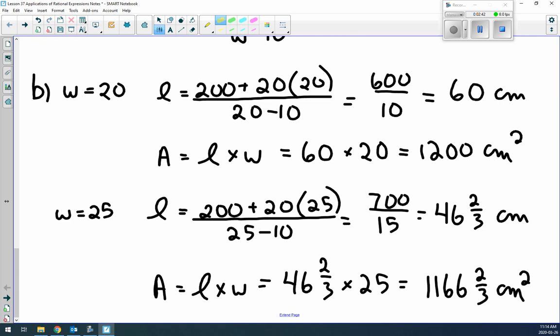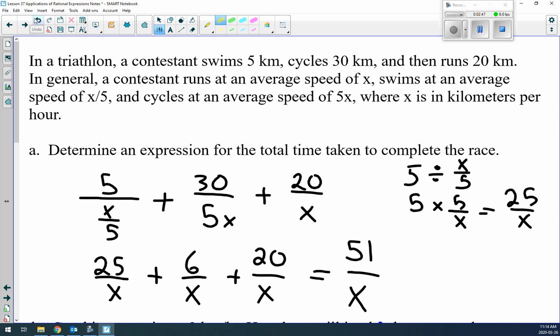Okay, flip the page, and let's do these rate problems. These are often confusing for students. I'll try to explain this as best I can. So what we have is a triathlon, which consists of 3 parts, right? There's swimming 5 kilometers, cycling 30 kilometers, and running 20 kilometers. Different triathlons are different, but this one is just 5, 30, and 20.